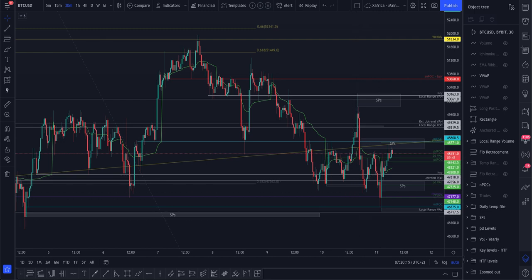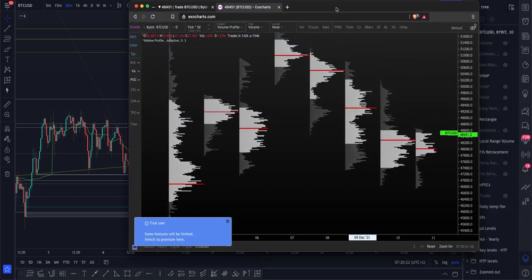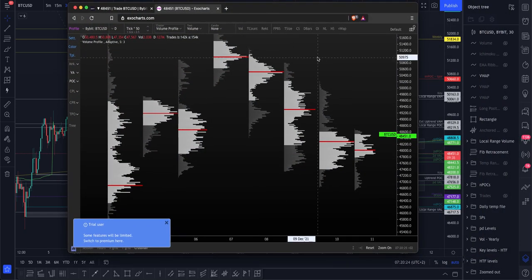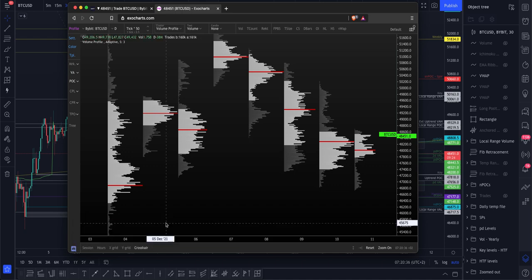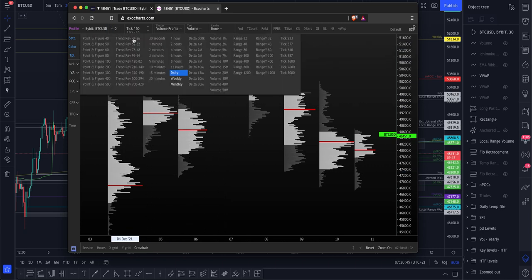To get that daily point of control, I've told you before I use Exo charts, and Exo charts you have to pay for. But there is a free version, so there is some data available if you just sign up. You'll see this little block here, trial user. I just used another browser to make a new account to show you. The only access you have is to the daily levels. You'll see you can get daily, weekly and monthly data.